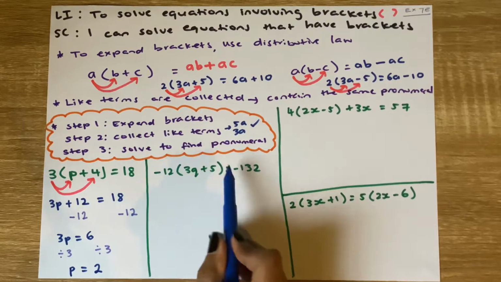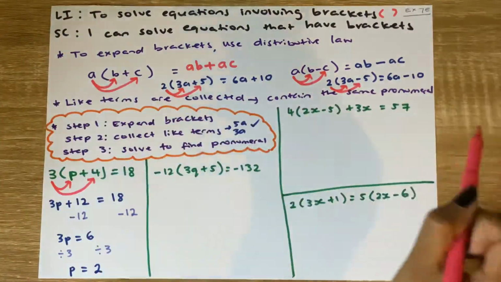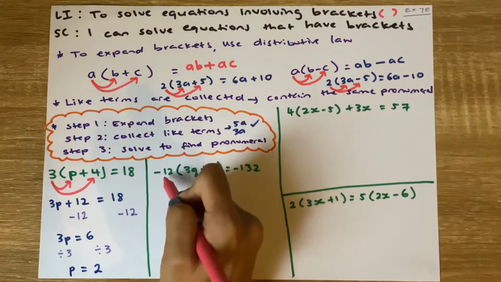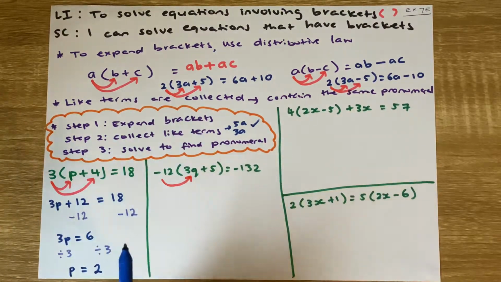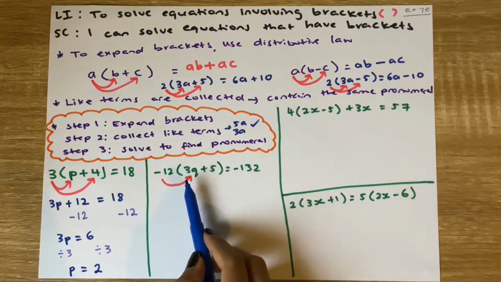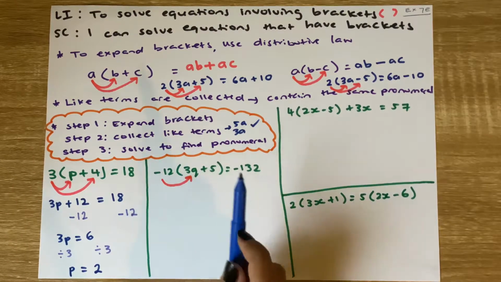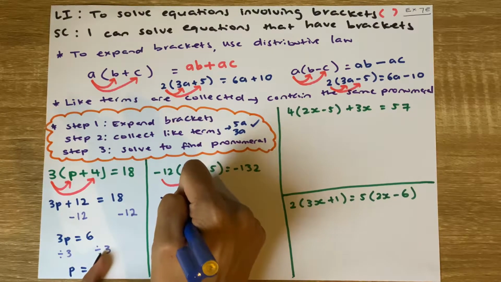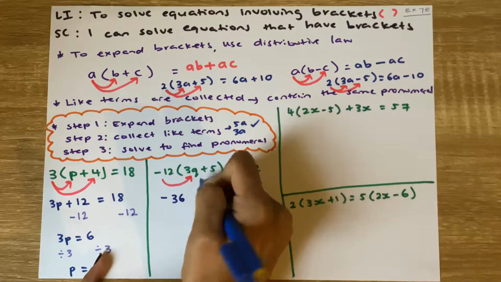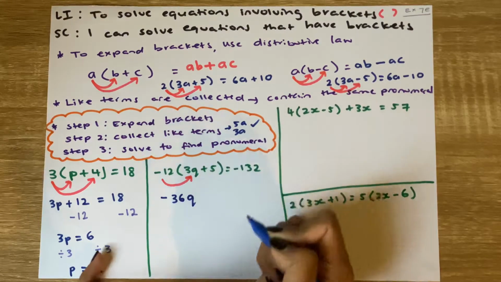So first steps first, I see a bracket, so I'm going to expand said bracket. So what we do, we take our outside number, we multiply it by our first inside number. So negative 12 times 3, negative times positive is going to be a negative number, so that's going to be negative 36. And the pronumeral we are dealing with is a q.